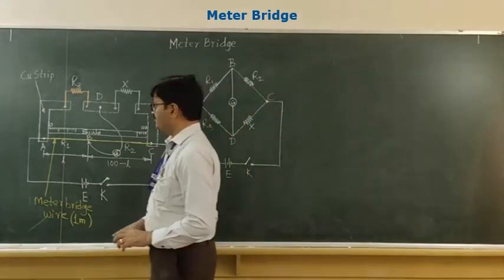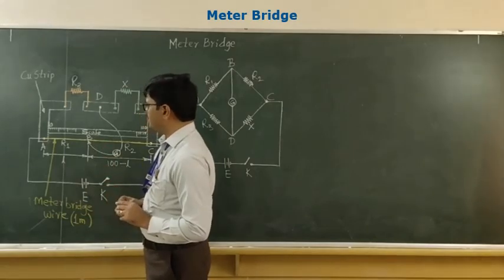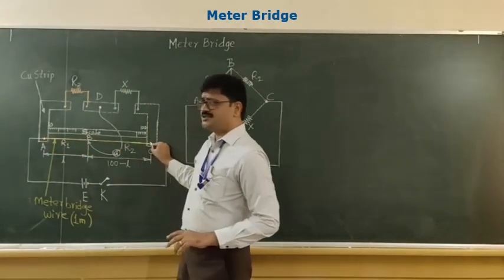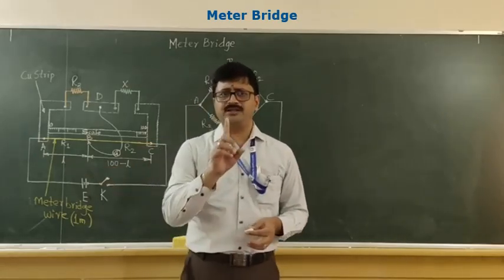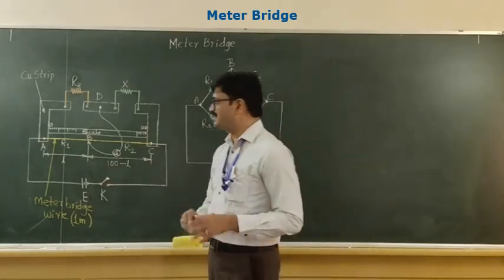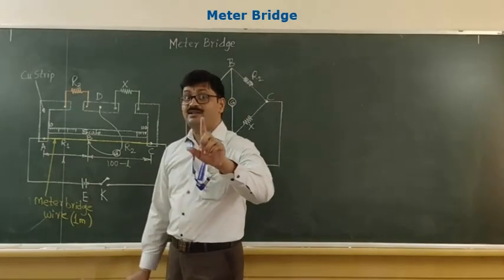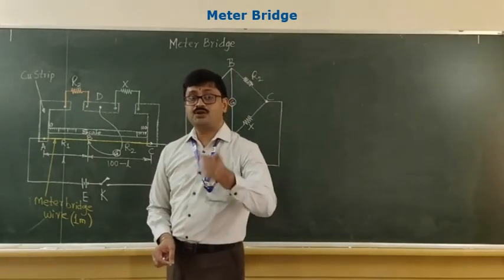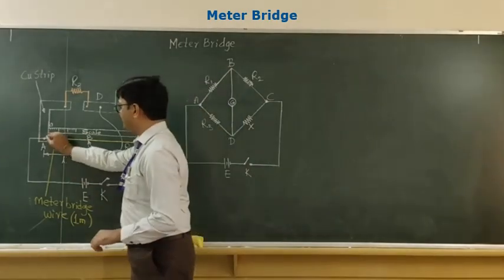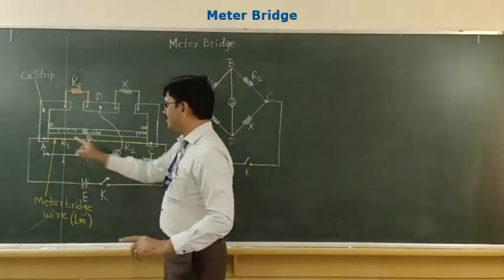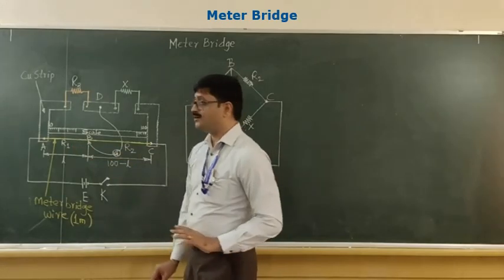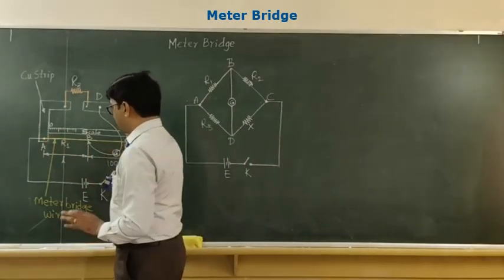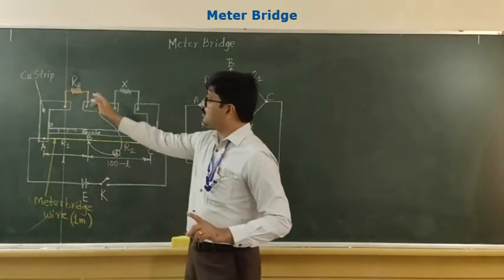Now, meter bridge contains a wire AC which is 100 centimeter or 1 meter long, and that is why it is called meter bridge. Length of the wire is 1 meter. So length AC is 1 meter here. It is the meter bridge wire, and this meter bridge wire is connected to copper strips.